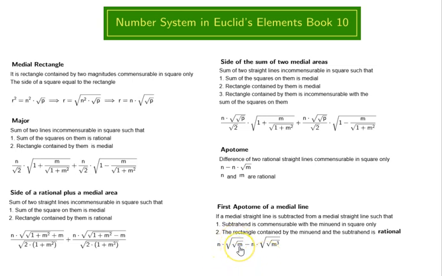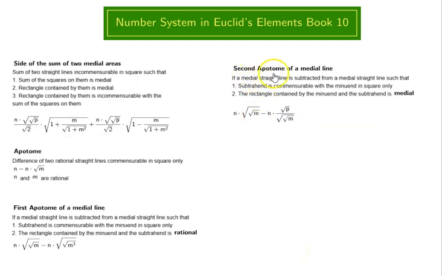n times square root of m, which is a medial, and n times square root of m cubed, which is a medial. Subtracting it, we end up with them being commensurable in square only. And if we multiply these two, we get a rational. n times n, n squared, square root of m, that is m to the power of 1/4, times m to the power of 3/4. So if you multiply these two, 1/4 plus 3/4 becomes 1. So you end up with n squared times m.